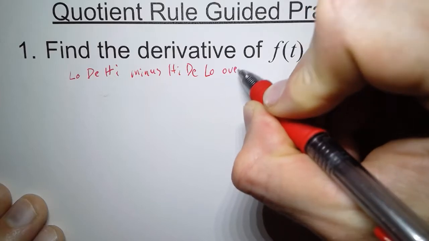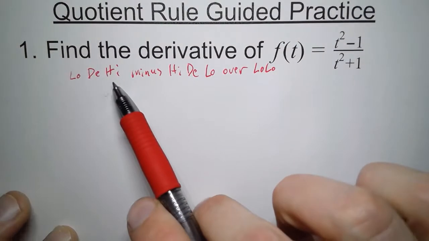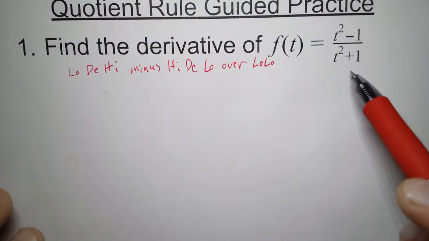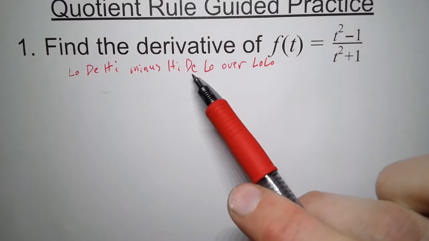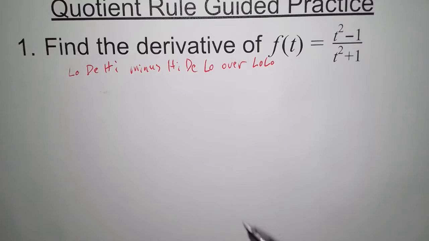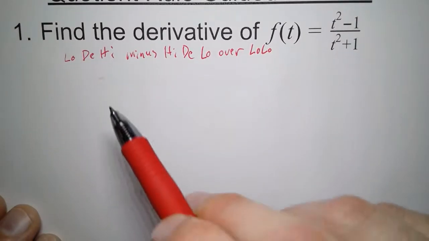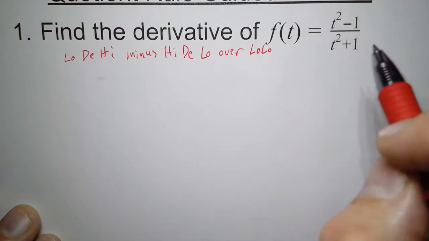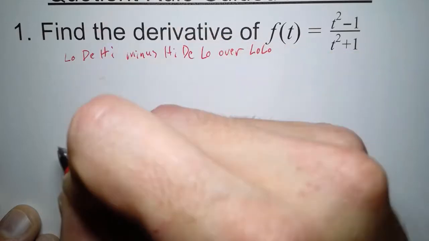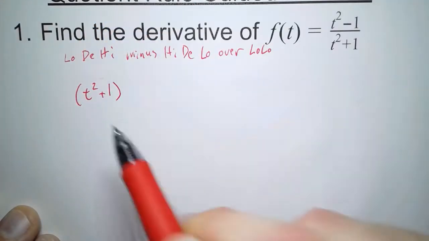over low low. The idea here is that when we talk about high, we're talking about the numerator. When we're talking about low, we're talking about the denominator. And anytime we say d, that means we're taking the derivative of what comes after that. So, following our little rhyme here, low d high minus high d low over low low, we take low, we take the denominator, that's t squared plus 1 times d high.